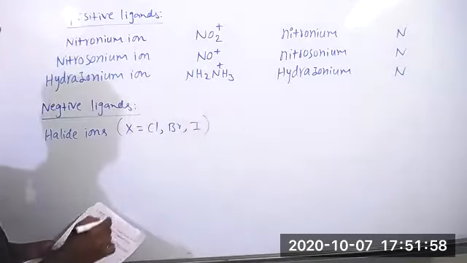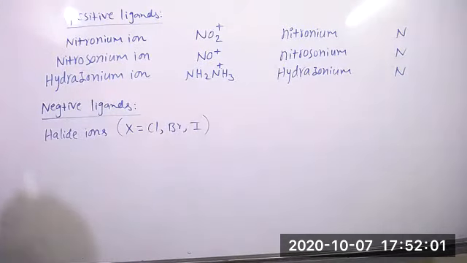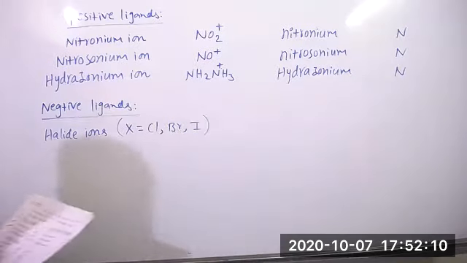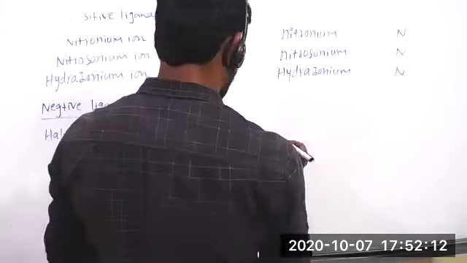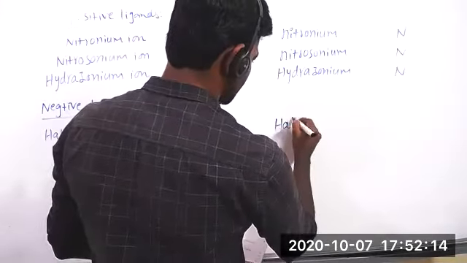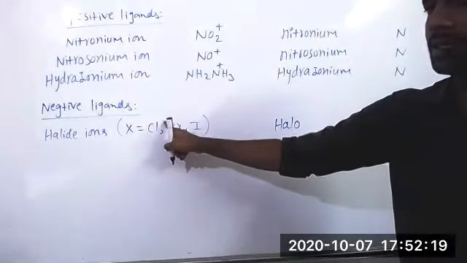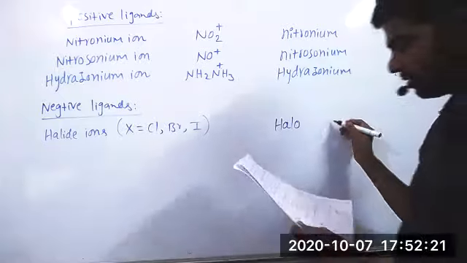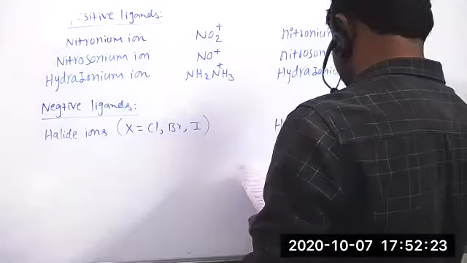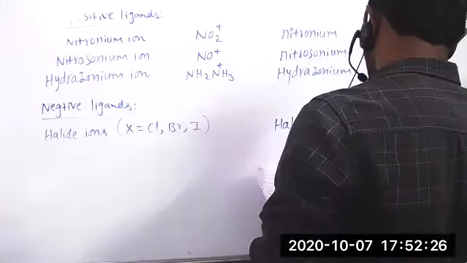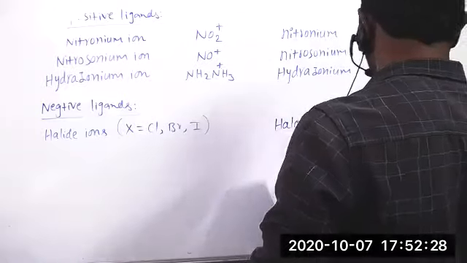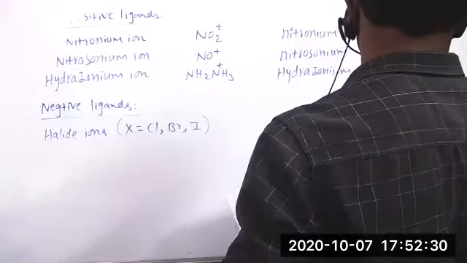All ligands have one same definition, but here the ligand is carrying negative charge. So its name we are calling halo or halido. Suppose chlorine is there, we are calling chloro, or Cl minus is there, chloro, or we can call chlorido also. Mostly using chlorido, halido. Here halogen is directly attached to central metal atom.